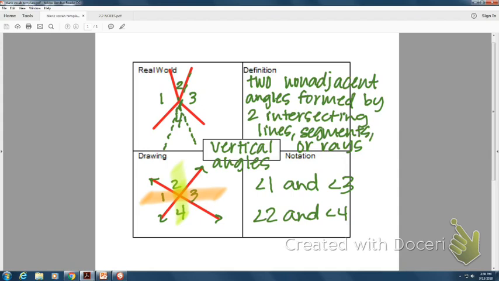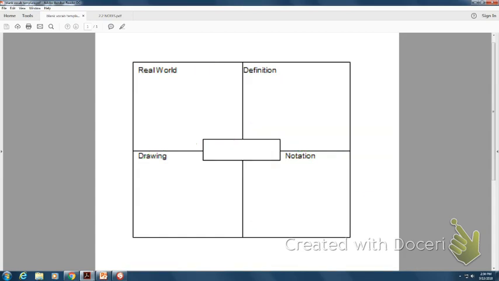They do not intersect. So don't make the mistake of saying 1 and 3 and 2 and 4 are vertical angles. They have to be intersecting lines, segments, or rays. Okay? So if you want to draw that non-example, you can. But those are not intersecting lines, so there's no vertical angles. I didn't think so, but I wasn't 100% sure.